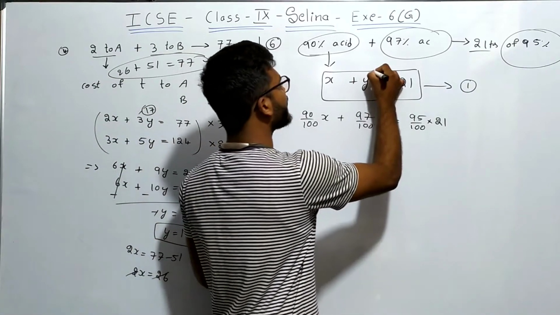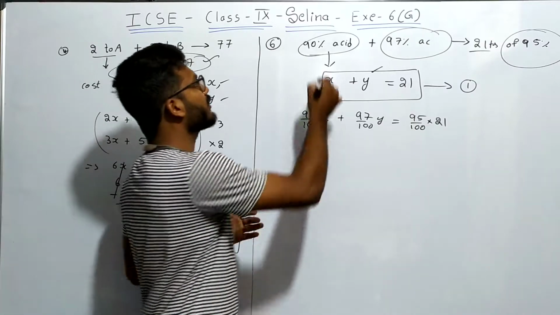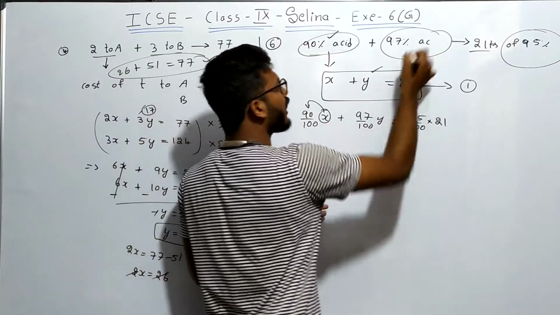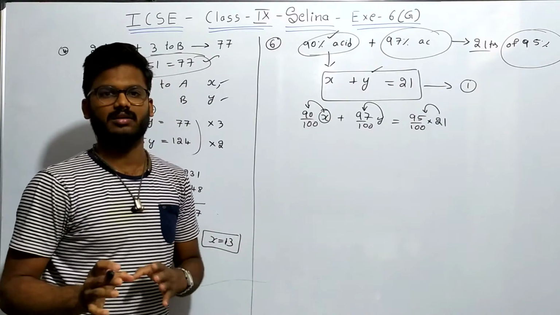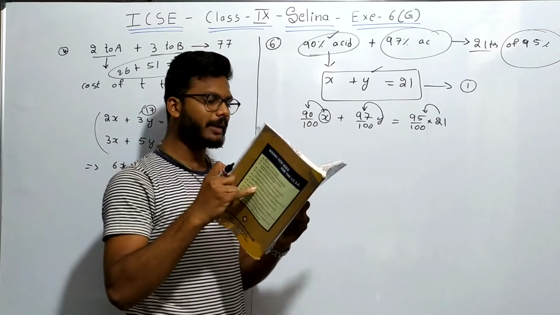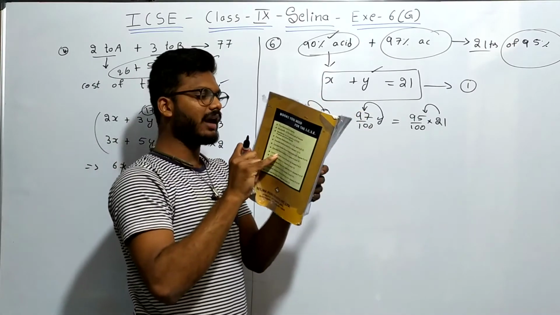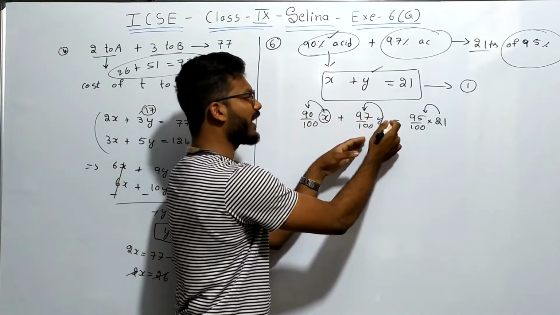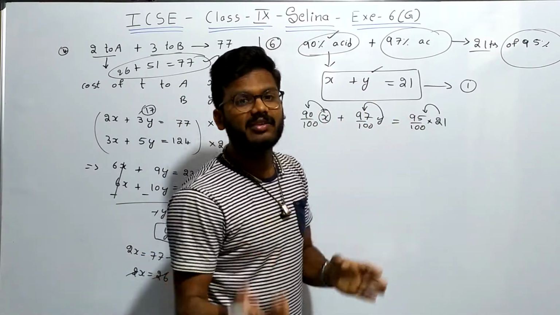See here, the first condition is capacity and the second condition is concentration. Concentration means out of x liters it is 90% concentrated, out of y liters it is 97%, and out of 21 liters it is 95% acid. In the question itself they give that a 90% acid solution is one in which 90% is acid and 10% is water. In the same way, in this x, 90% is acid, in the y, 97% is acid, and in 21 liters we have 95% acid.